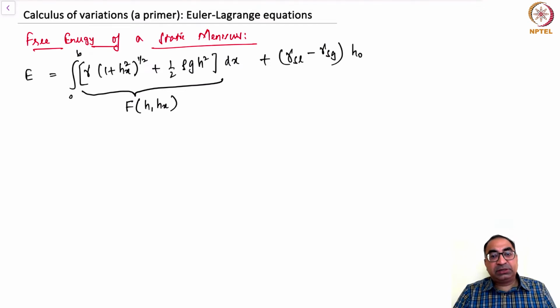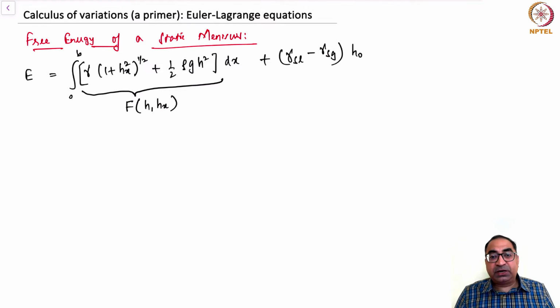Now, what I will do in this lecture is that we will show that this function f of h comma hx has to satisfy a specific equation called the Euler-Lagrange equation. This is arguably one of the greatest advances in the field of applied mathematics, and it has a wide range of applications far beyond the original intended application for which the Euler-Lagrange equations were developed. We'll see a few examples and then we will proceed with deriving the Euler-Lagrange equations.